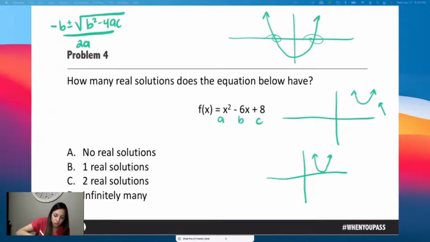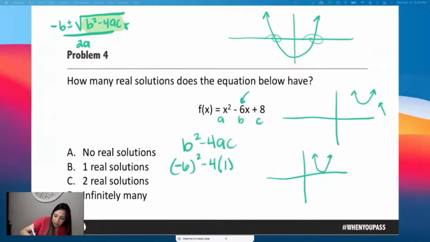If I use just this part of the equation, which is called the discriminant, we can figure out how many real solutions it has. I'm going to do it and then work backwards. So b squared minus 4ac. b is negative 6, so negative 6 squared minus 4 times a, because there's an imaginary 1 there, times c.